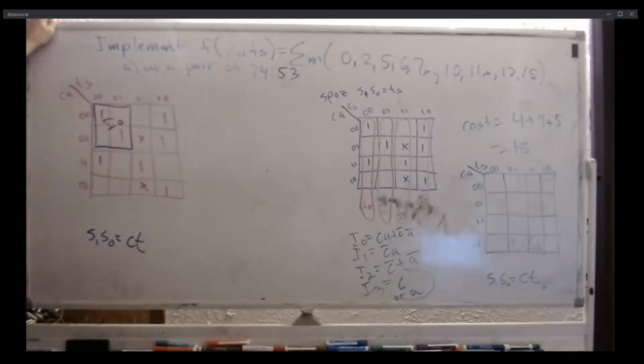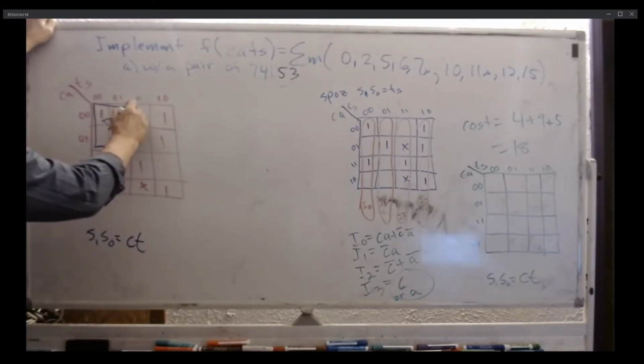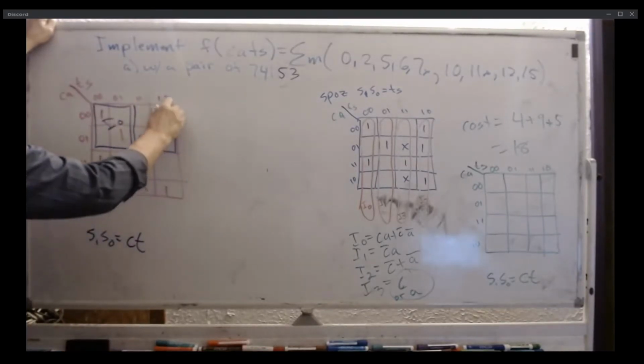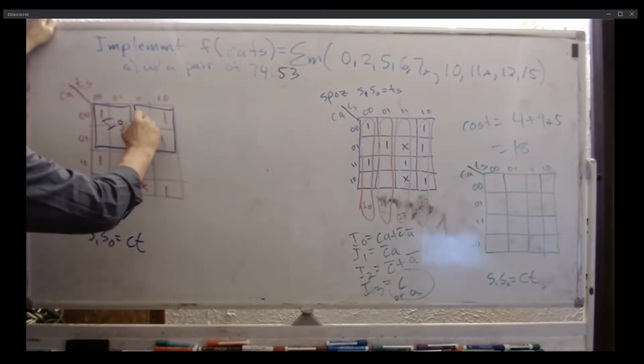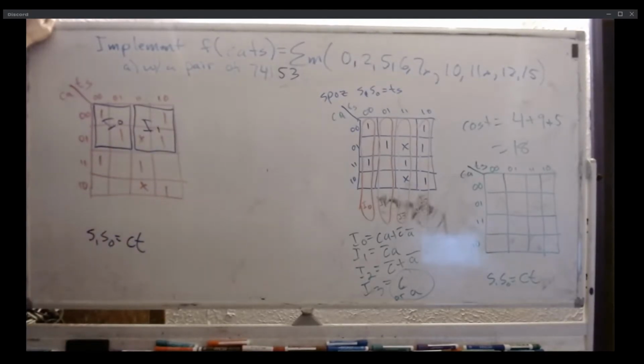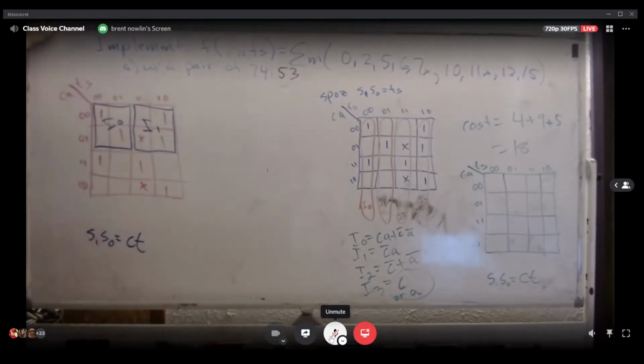Keep on going, Kylie. Where's I1? I1 would be 0, 1, right? In the Karnaugh map, C is off, T is on. So it would be the top right. C is off, T is on. So this is I1. Do you see that? Everybody?